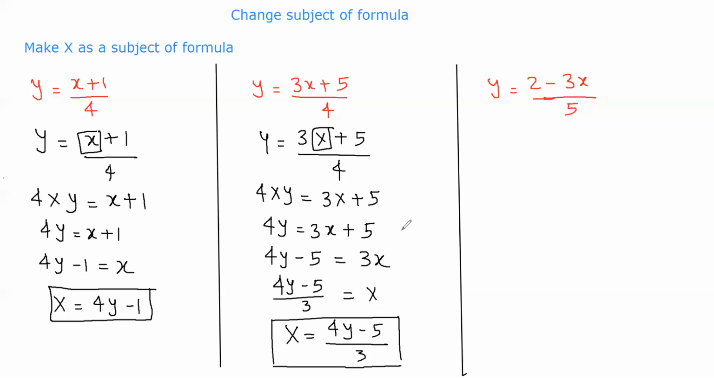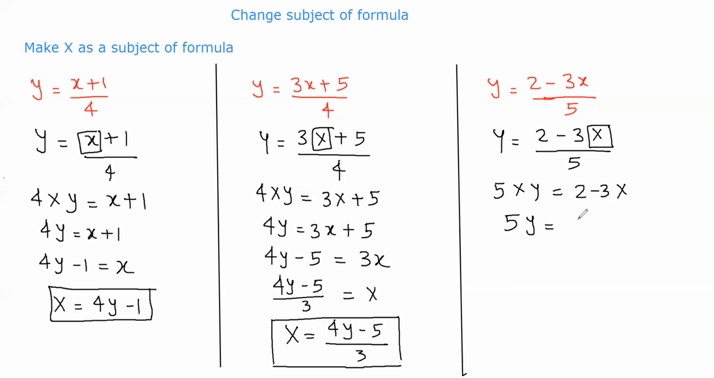Amazing. Next, y is equal to (2 take away 3x) over 5. We have to change it for x, so we can write y is equal to 2 take away 3x over 5. We have to make x the subject of the formula. So 5 is in divide here. When you shift it to the other side, this will become multiply. 5 times y is equal to 2 take away 3x, which is 5y is equal to 2 take away 3x.